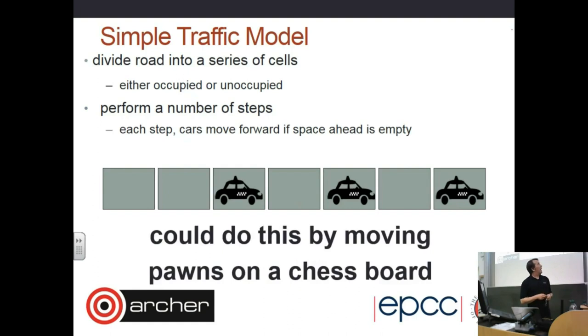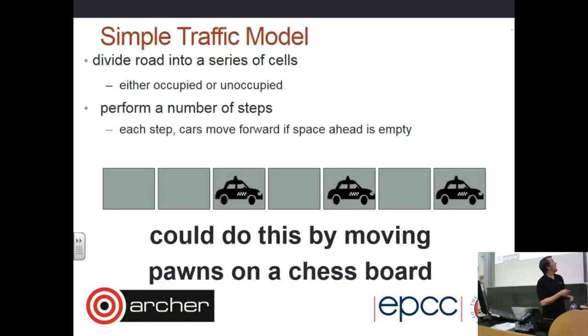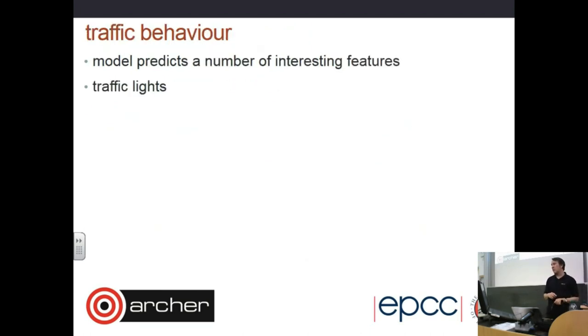So we could do this by moving pawns on the chessboard. Sorry, I'm getting a few timing issues here. My model here is that you have a chessboard with pawns on it and we're moving them. And we'll come back to that analogy. But it does predict a number of interesting features.